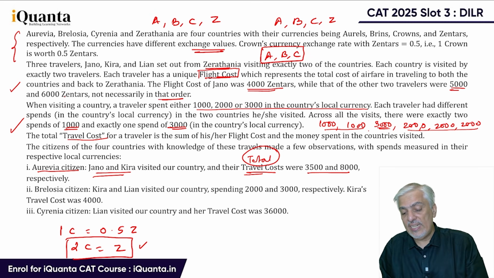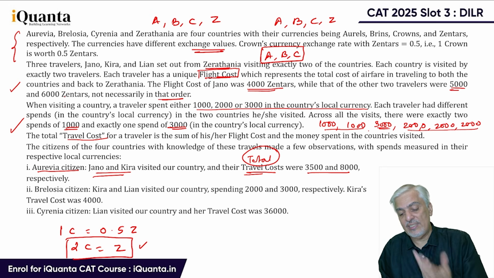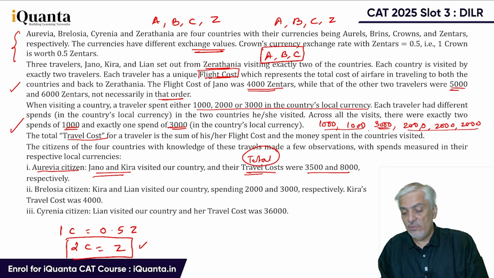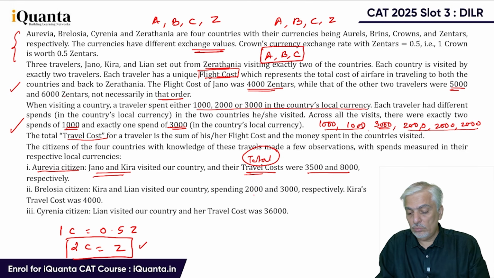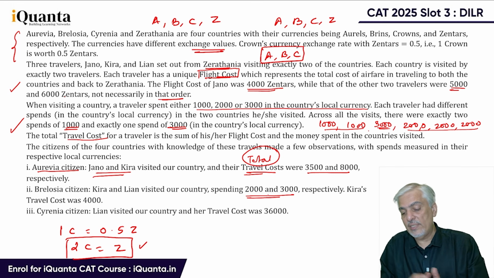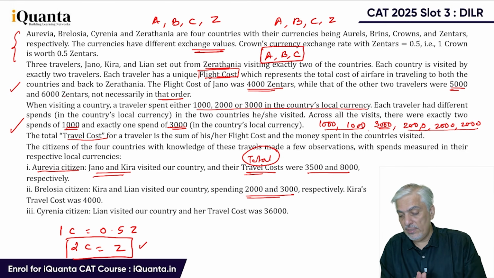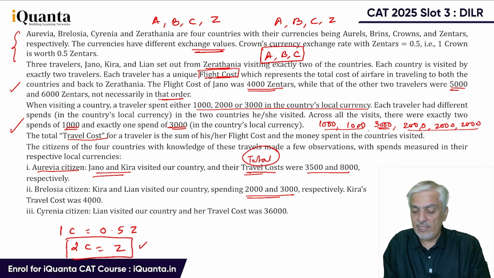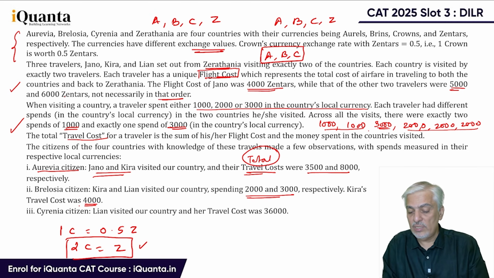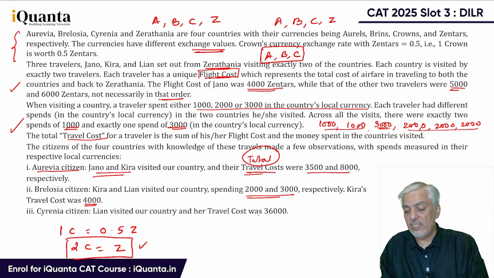B says K and L visited. So therefore J and L visited C. That is very obvious. They visited our country, spending 2 and 3 respectively. So one of them has spent 2 and the other has spent 3. K's total travel cost was given as 4,000. C said L visited our country and her total travel cost was 36,000.